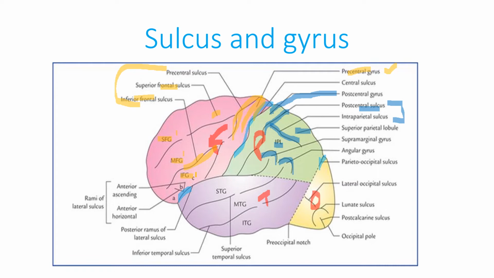Now start with the occipital lobe. Three sulci: lateral occipital sulcus, lunate sulcus, and postcalcarine sulcus. And last is the temporal lobe. In the temporal lobe, there are 3 gyri and 2 sulci.